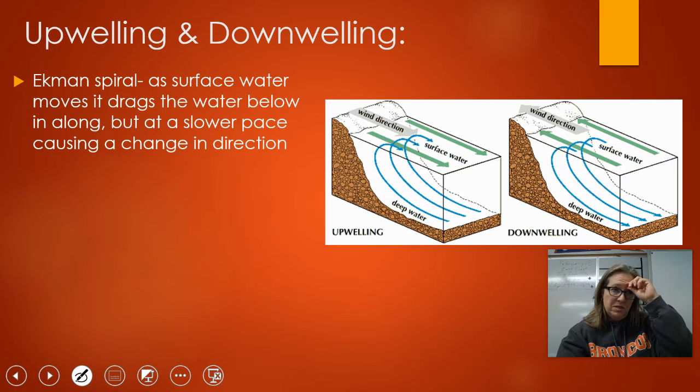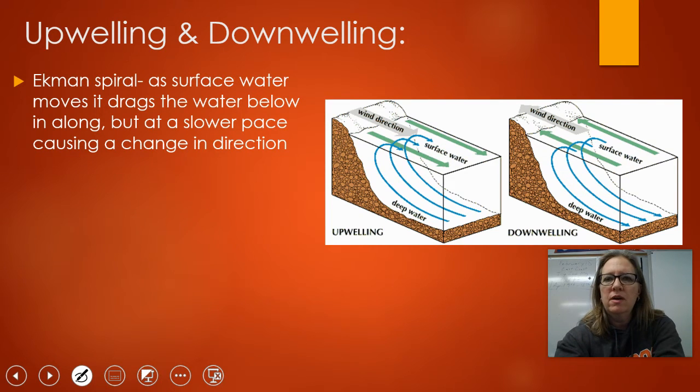First, we've got this thing known as an Ekman spiral, and it's really kind of complicated. But what happens is as the surface water is moving because of the wind, it actually drags the deeper water along with it. But there's so much friction down there because there's more water. The deeper water moves more slowly.